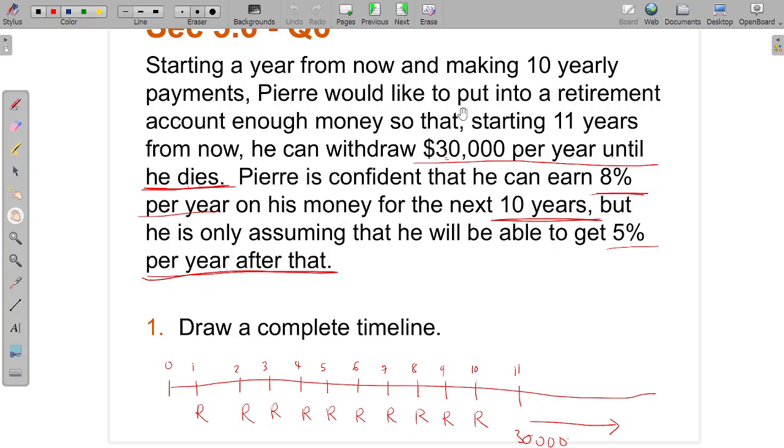Okay, if you read the statement, anytime you don't see "at the beginning of the month" or "at the beginning of the year," then you must see "at the end." So "at the end" means ordinary annuity, but "at the beginning" means annuity due. If you don't see the word "at the beginning," then you can assume it's ordinary annuity. That means at the end.